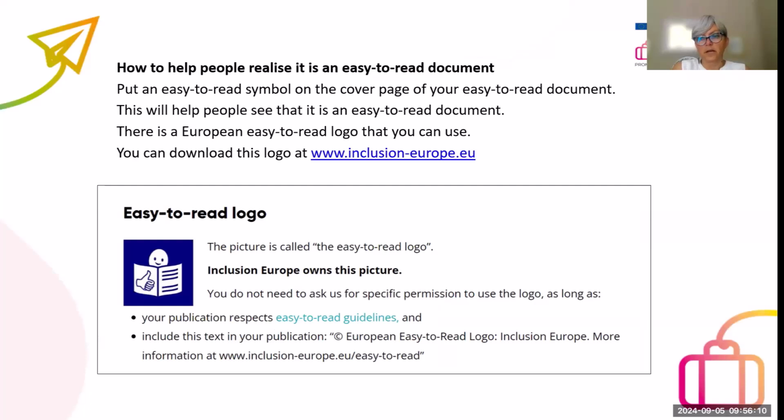I know that in different countries there are national logos. I would recommend using this one because it's internationally recognized. You can download it from the Inclusion Europe website. And on this website, you have information on who is allowed to use the logo and how to use it.